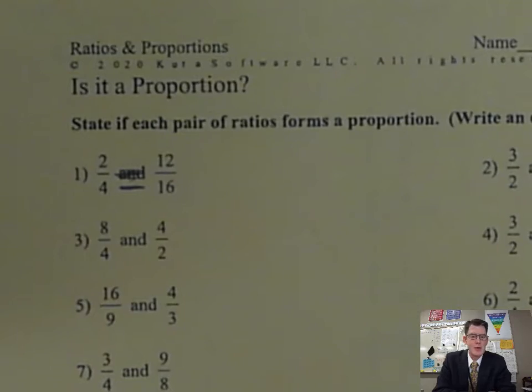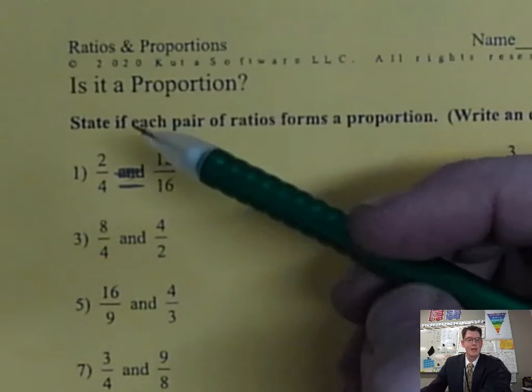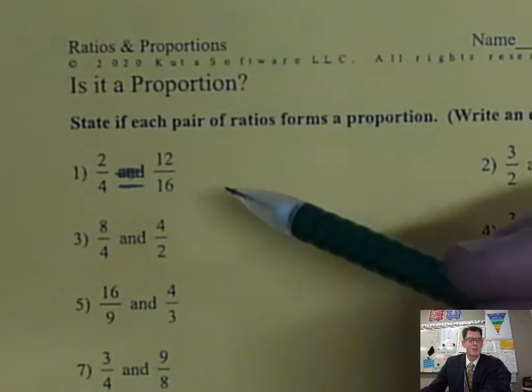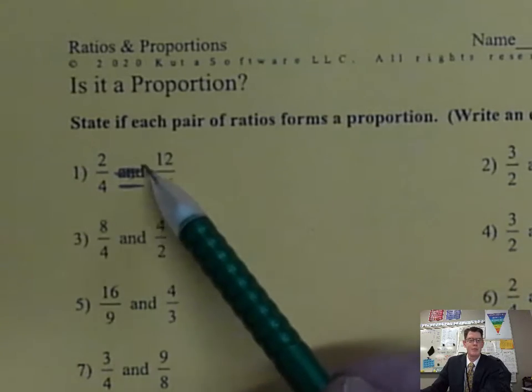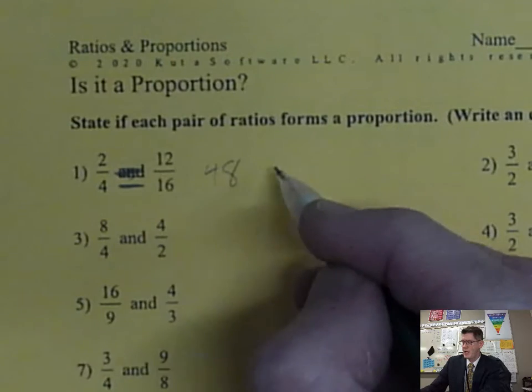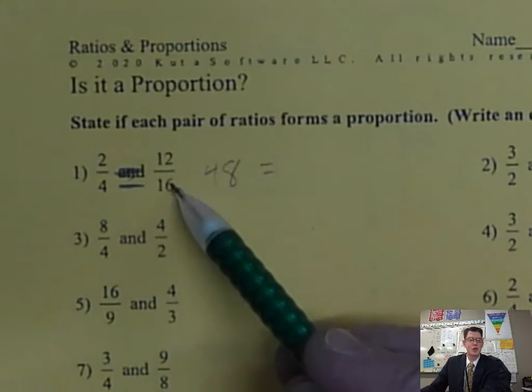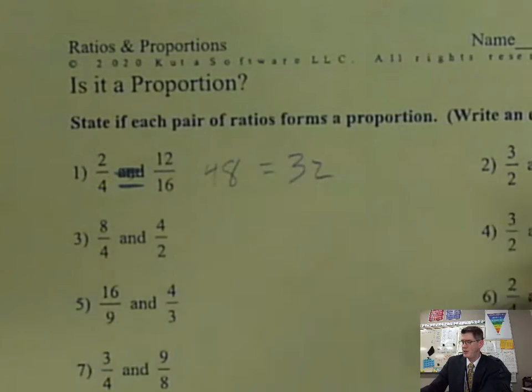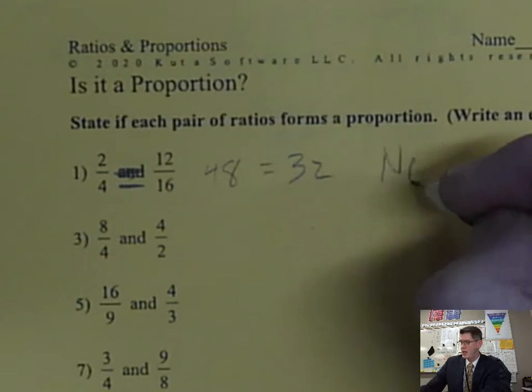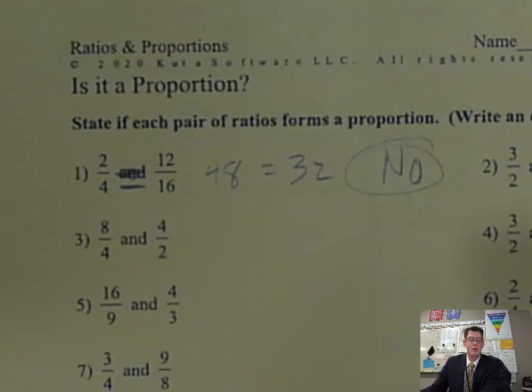Are they equal? Well, there's a couple ways to tell. One way is that cross multiplication way we learned yesterday. So 4 times 12, that's 48. Does that in fact equal 2 times 16? You can use your calculator if needed to get 32. Those are not equal, so no, that is not a proportion.